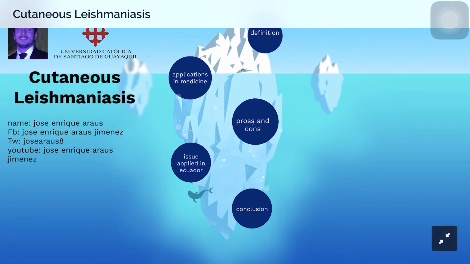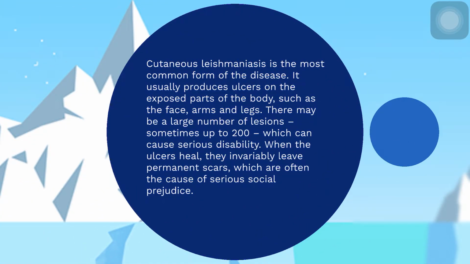Definition: Cutaneous leishmaniasis is the most common form of the disease. It usually produces ulcers of the exposed parts of the body, such as the face, arms, and legs. There may be a large number of lesions, sometimes up to 200, which can cause serious disability. When the ulcers heal, they invariably leave permanent scars, which are often the cause of serious social prejudice.